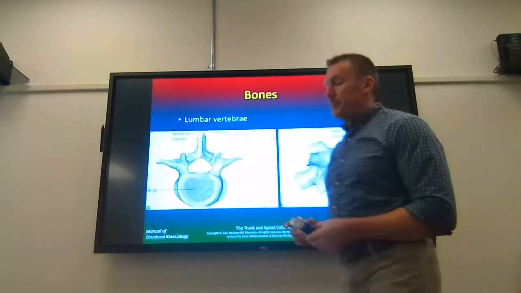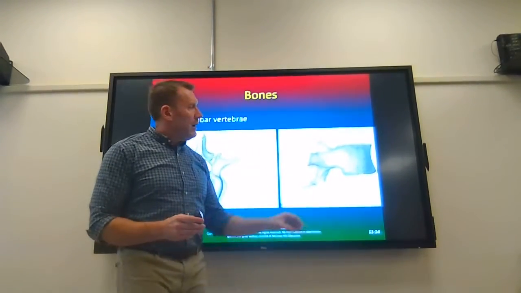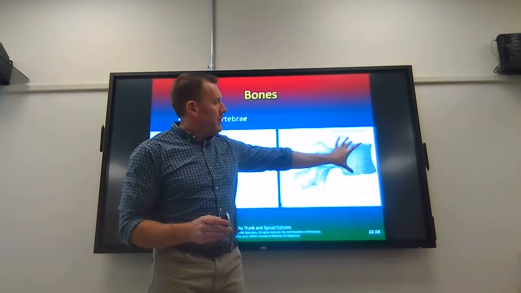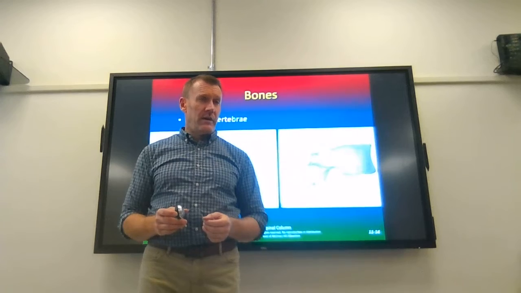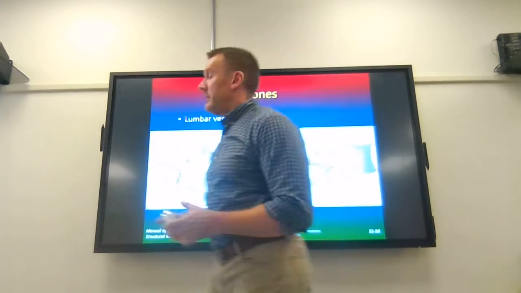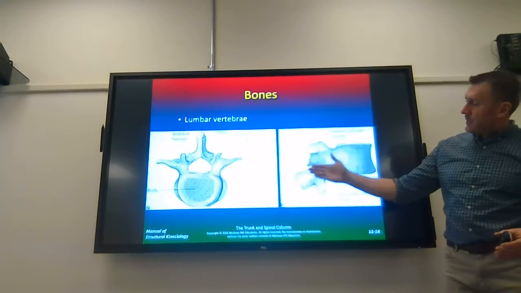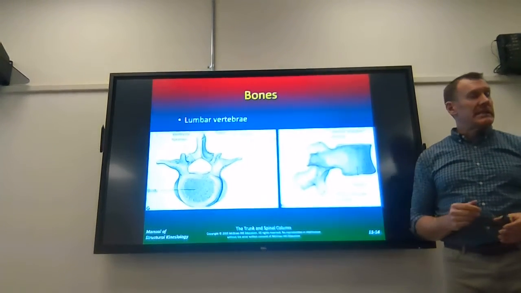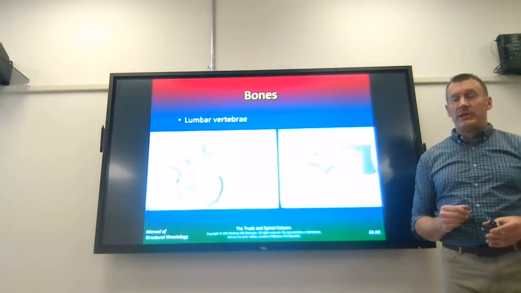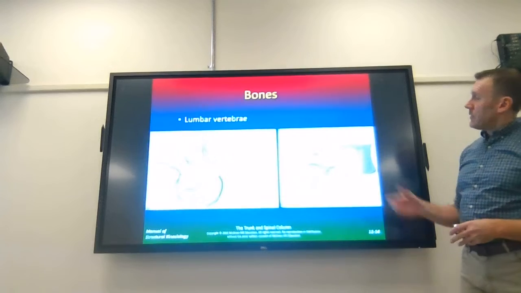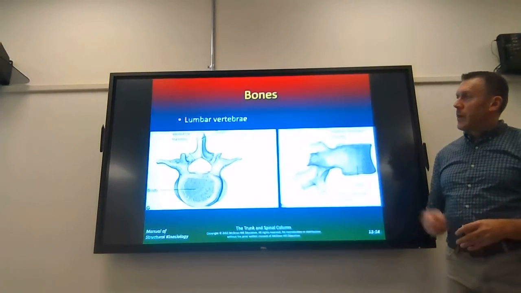Okay, lumbar vertebrae, two distinguishing features. First one, the large body, very thick body designed for weight bearing. The second one, they have very thick transverse and spinous processes, and that's designed for muscle attachment. So the body and then the thicker transverse and spinous process.